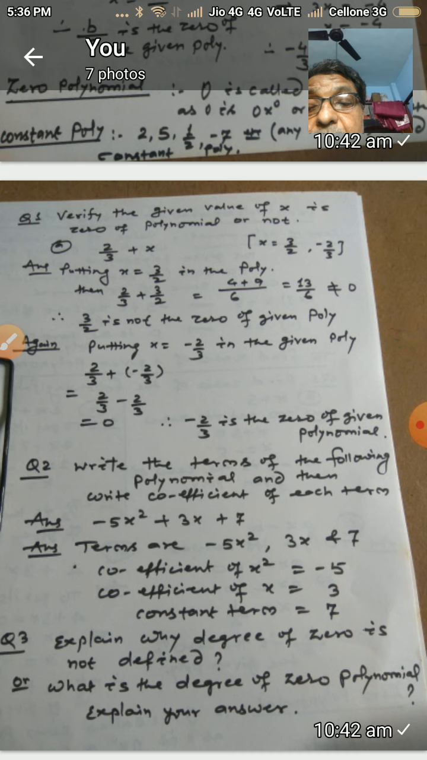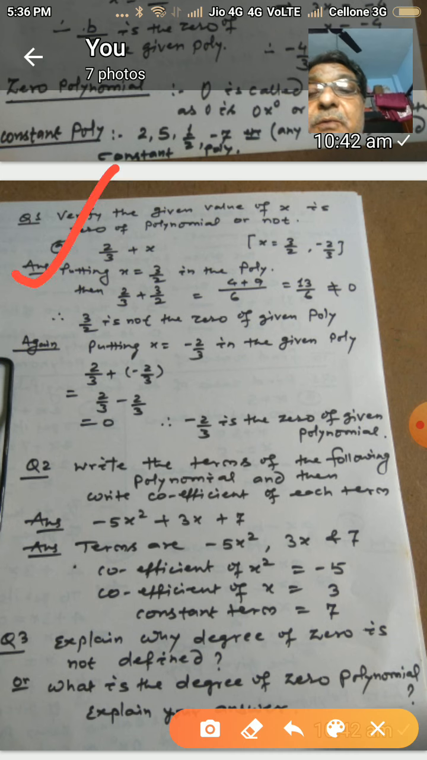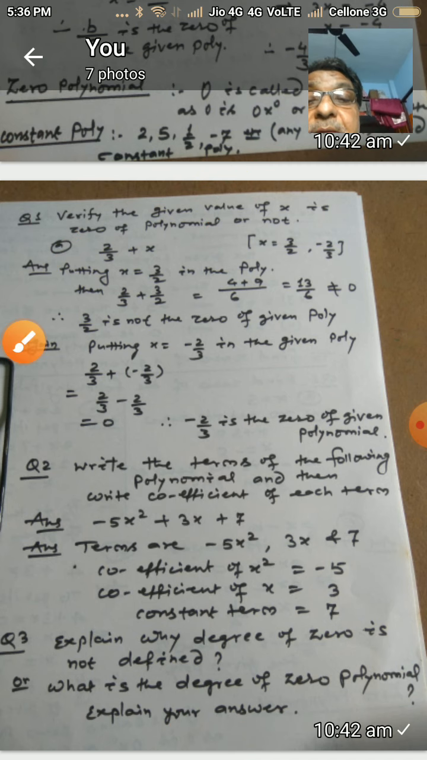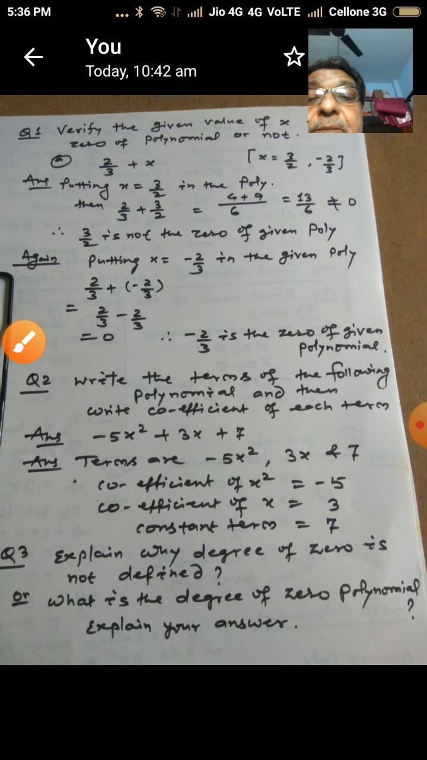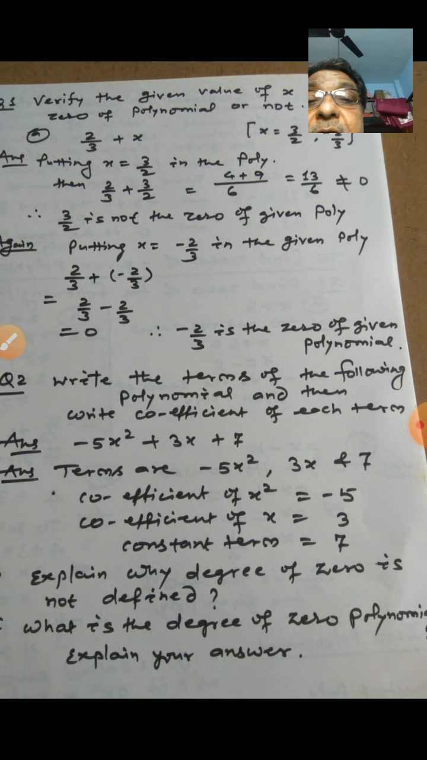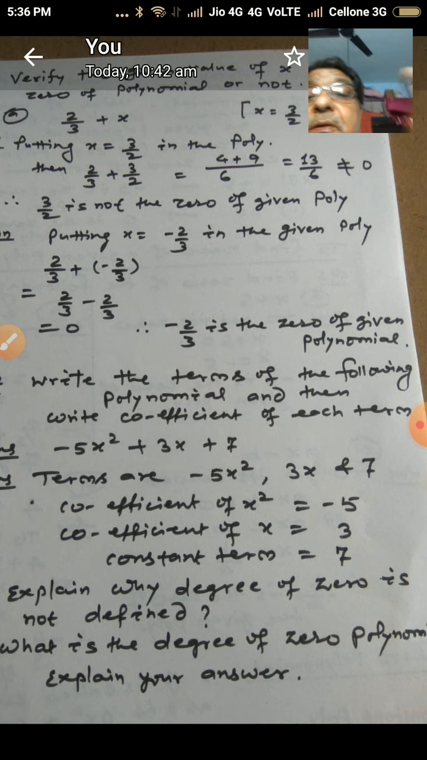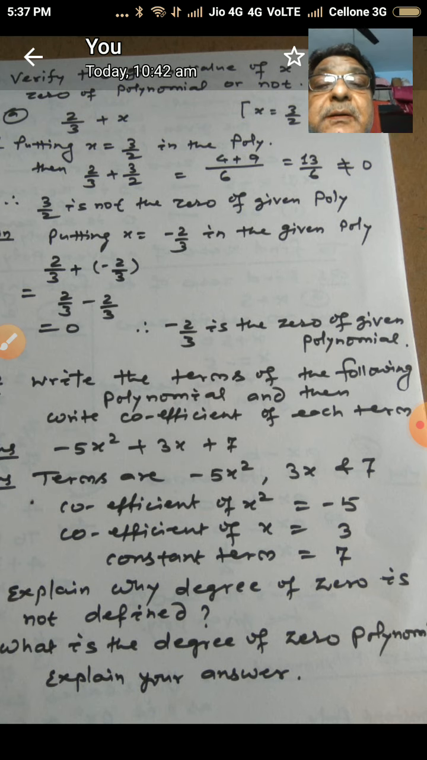And one or two more examples we have taken here. If a 0 is given, then how can we verify that it is the 0 of the given polynomial? For example, here you see one polynomial is 2 by 3 plus x, and inside the bracket the value of x is given, and we want to verify whether the given values are 0s of the polynomial or not. So see, in the first case the value is 3 by 2. What we will do is put the given value in the place of the variable in the polynomial and simplify to see whether it gives 0 or not.